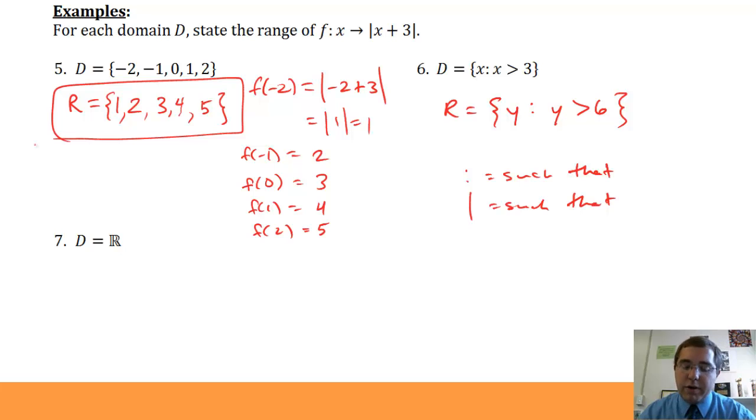If I take any real number and I plug it in for x, what am I going to get? Well, I've already seen that if I take a number bigger than 3, I'm going to get a number bigger than 6. But if I take a number less than 3, if I take 2, what am I going to get? I'll get 5. What if I take negative 2? Well, we already saw in number 5 that we'll get 1.